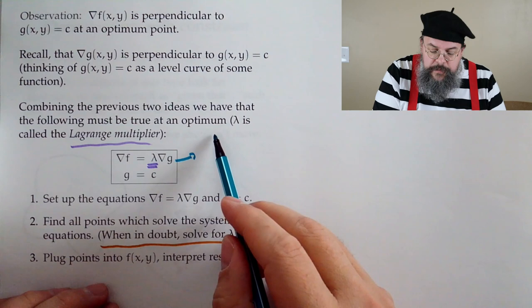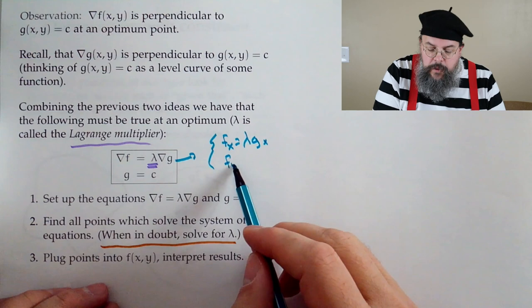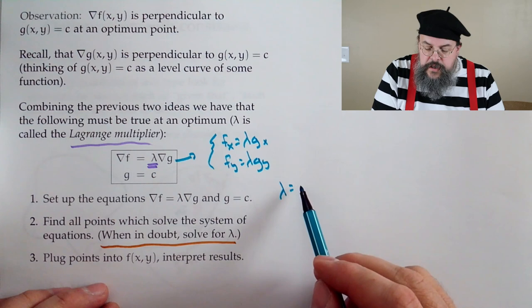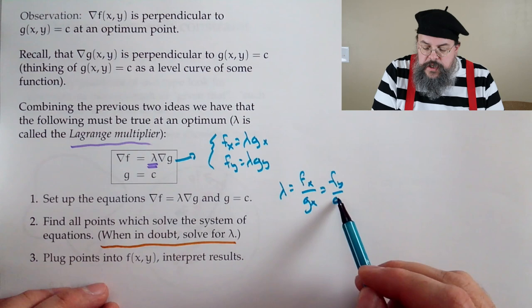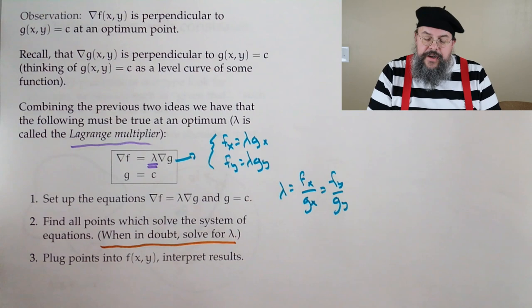This is really fx equals lambda gx, fy equals lambda gy. And then you can say lambda becomes fx over gx and fy over gy. Just, of course, take it with a little tiny bit of grain of salt, that interesting things can happen.